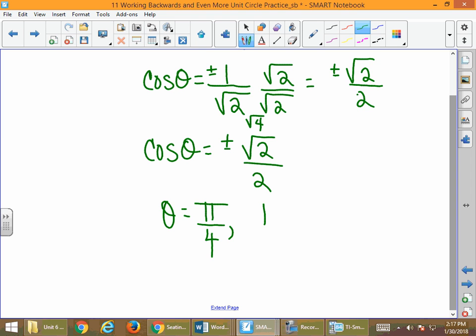So in our second quadrant, it's going to be a pi over 4 angle, but in the second quadrant, it's 3 pi over 4. Cosine of 3 pi over 4 would be negative square root of 2 over 2. Then in the third quadrant, it's going to be 5 pi over 4. Again, cosine of 5 pi over 4 would be negative the square root of 2 over 2. And then in the fourth quadrant, the cosine of 7 pi over 4 will be positive the square root of 2 over 2.